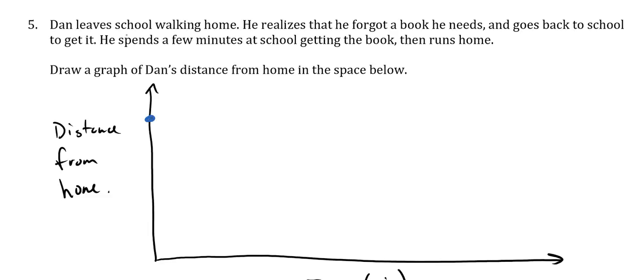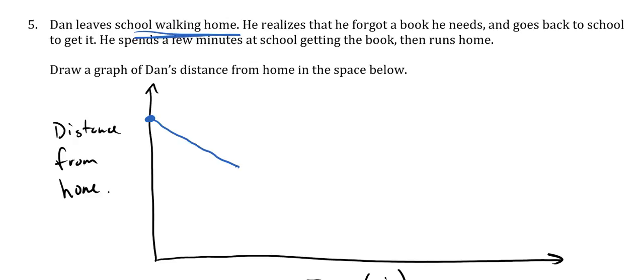Okay, so he starts walking home. What does that mean? That means my distance to home is getting smaller. If he walked away from his home to Tim Hortons, then maybe my graph would have been going up like that. But in this case, it doesn't. It goes down.